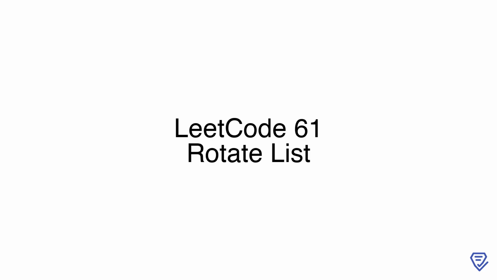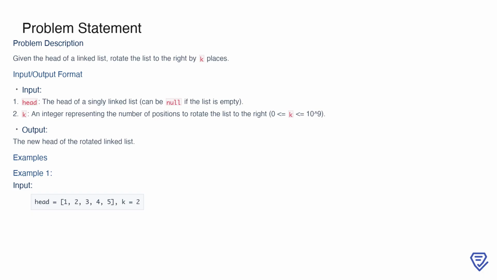Let's dive in. In this problem, we're given the head of a singly linked list and asked to rotate the list to the right by k places. Essentially, this means shifting the elements in the list so that the last k elements move to the front, while maintaining the order of the other elements. For instance, if the list is 1, 2, 3, 4, 5, and k is 2, we would move the last two elements, 4, 5, to the front, resulting in 4, 5, 1, 2, 3.